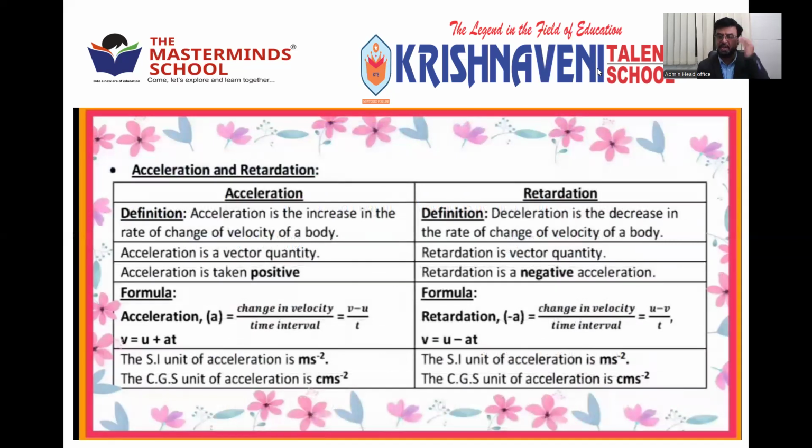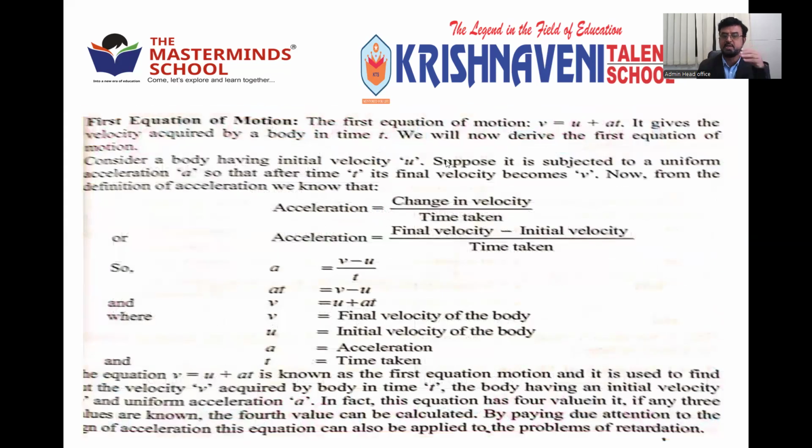Whenever a body is moving with speed or velocity, there is a change in velocity from time to time. If the velocity is increasing, we call it acceleration. Decreasing velocity, we call retardation. So these are the 6 terms we discussed, and then we entered into the relation among these terms. The relation gives the equations of motion.